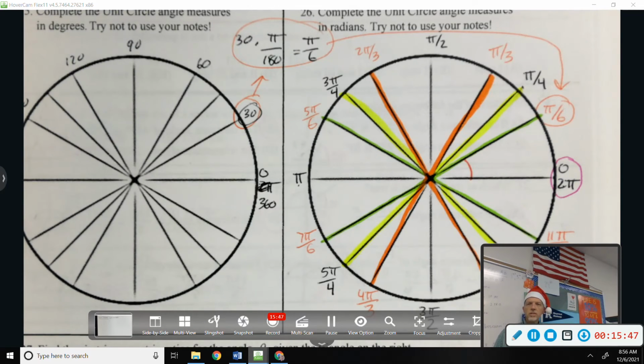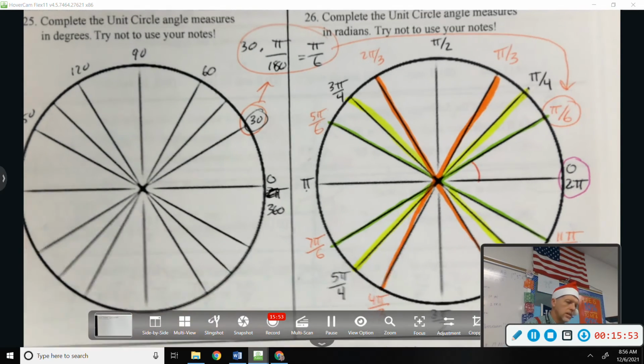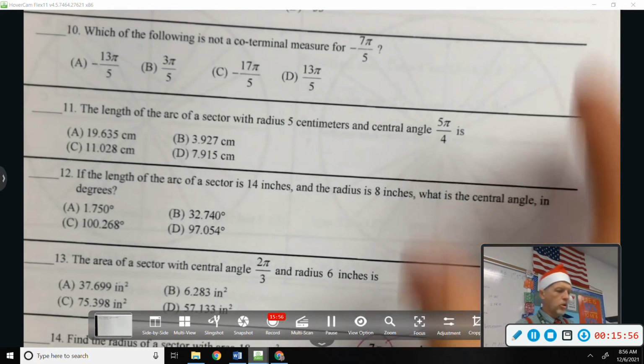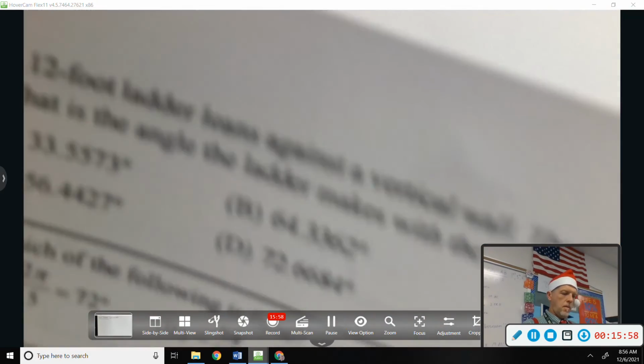Other questions? Yes, what do you got? Can you do 10 and 11? Coterminal? Yeah. Sure.